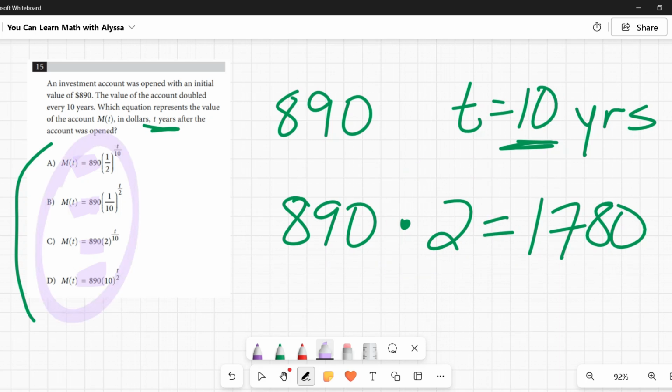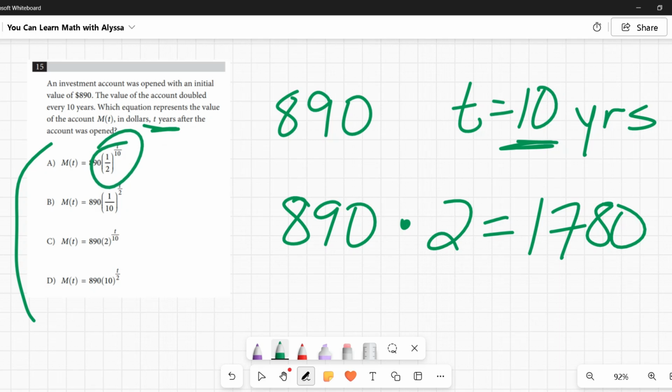So since over here I've got 890 times something over and over again, how about I just look at this part and see which of these 4 things, if I plug 10 in for T, am I going to get 2? And that's a lot less math, and we don't even really need our calculator, frankly.